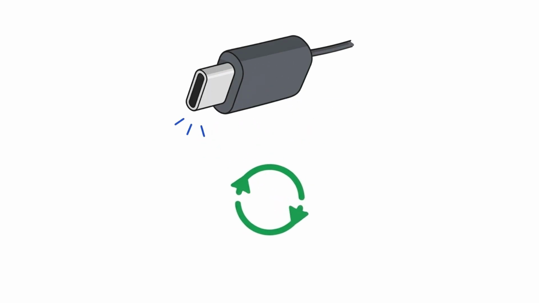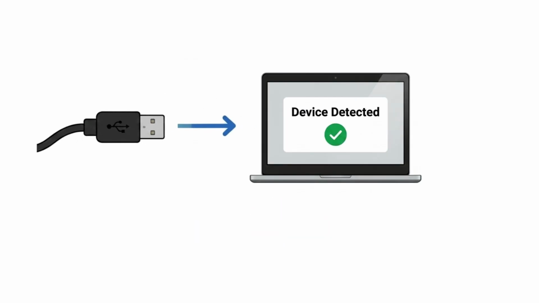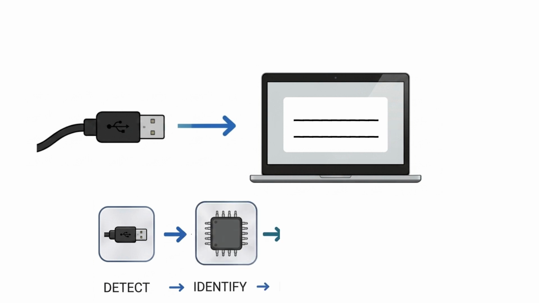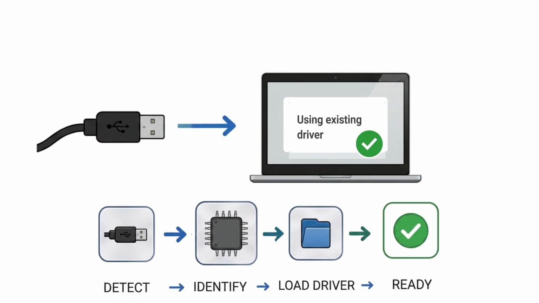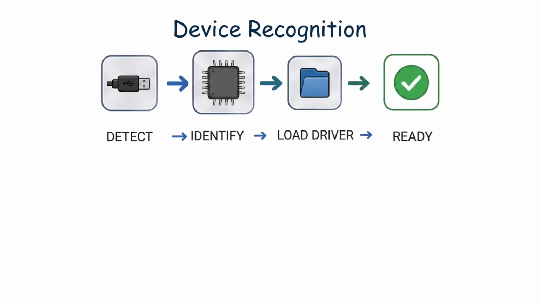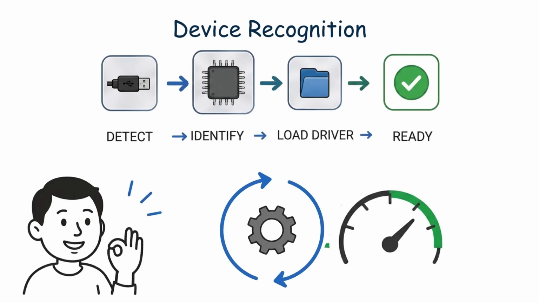But let's go back to what happens when you plug in a USB device, step by step. First, the computer detects a new device. Then it asks a simple question: what are you? The device responds with information about itself, what it is and what it needs. The computer reads that information, then it loads the correct driver, or uses one already installed in the system. Once that is done, communication begins, and everything starts working. This entire process is called device recognition, and it's the reason USB feels so effortless, so automatic, so instant.